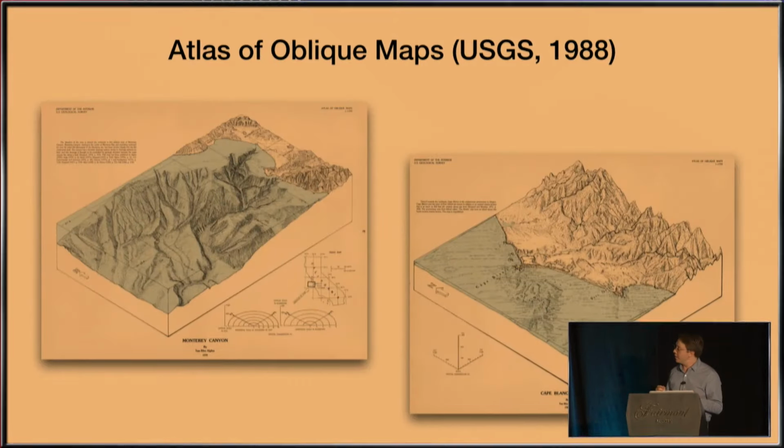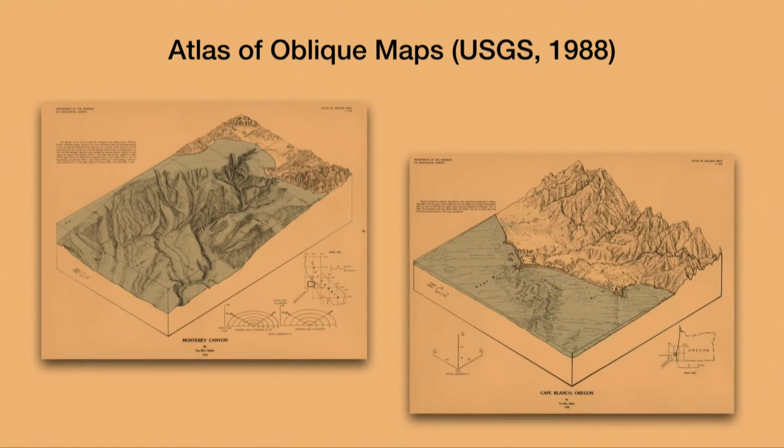So here are 2 examples from the source of all things cartographic in the US, the USGS. The Atlas of Oblique Maps, published in 1988, contains beautiful 3D representations of topographic and bathymetric data. Unlike a 2D contour or color map, you don't need to have a degree in cartography or to read a color bar to know what's going on. The 3D structure of the landscape is immediately apparent.